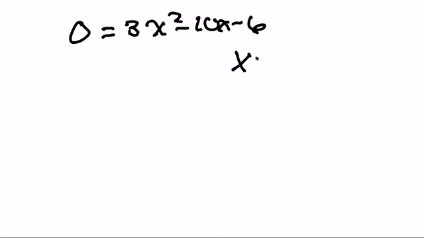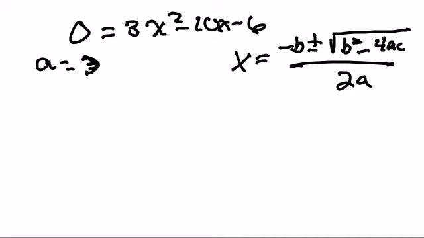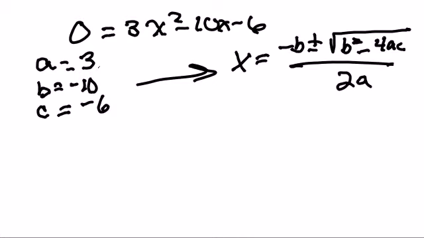And if you remember, the quadratic formula is x equals negative b plus or minus square root b squared minus 4ac divided by 2a. And my a comes from my quadratic equation, which is 3. Okay, so this is 3. My b is negative 10, and my c is negative 6. So we're going to plug these values into our quadratic formula.